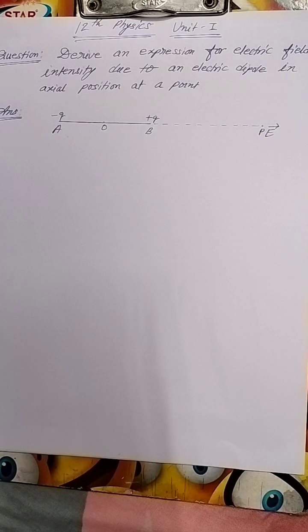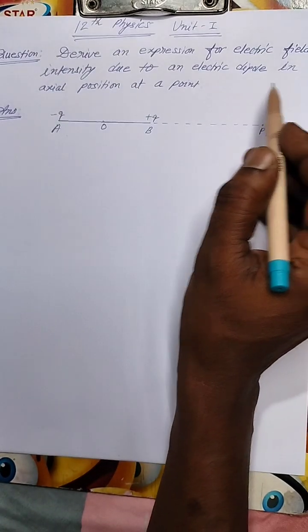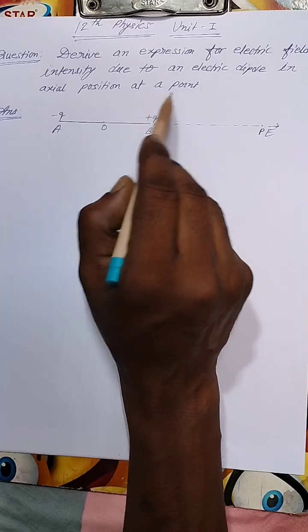Good evening, everyone. Today we will discuss how to derive an expression for electric field intensity due to an electric dipole in axial position at a point.